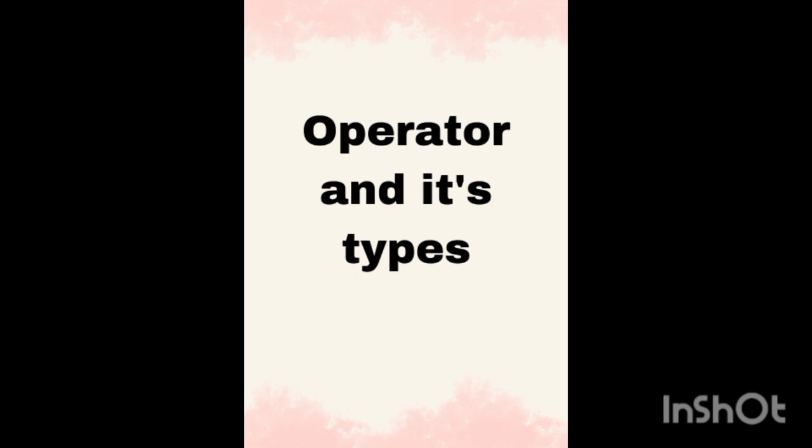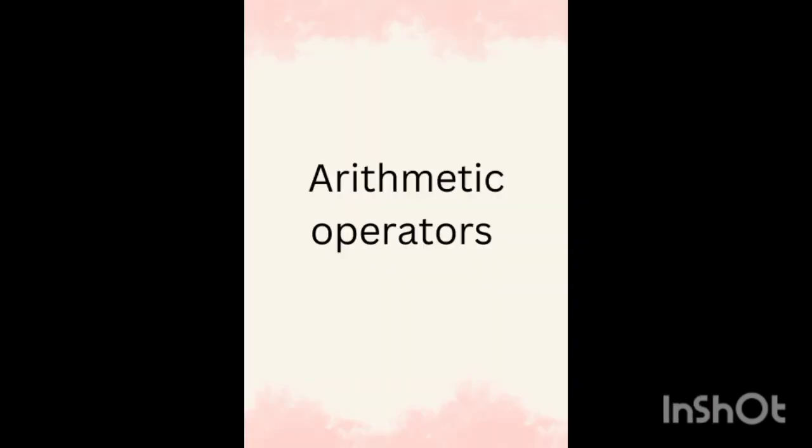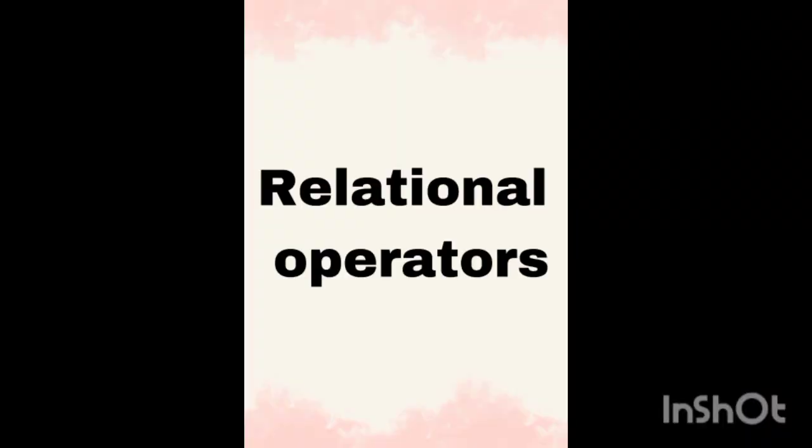Operators and its types in C. There are 8 types of operators in C: arithmetic, relational, logical, assignment, increment, conditional, bitwise and special. Arithmetic operators. There are 5 types of arithmetic operators in C. They are addition, subtraction, multiplication, division and modulus. Relational operators in C.